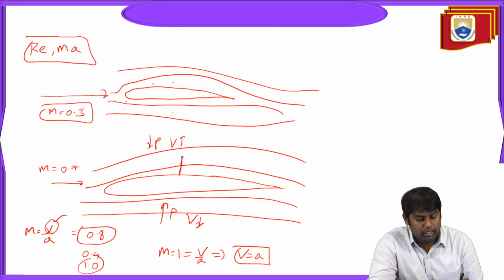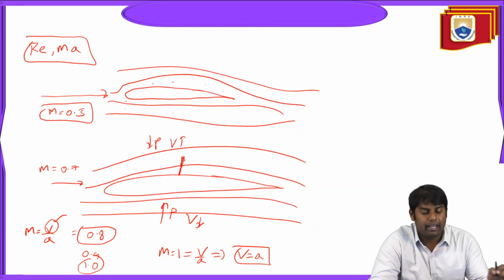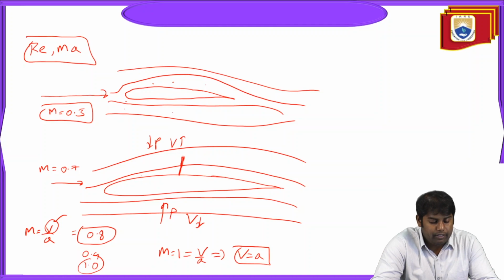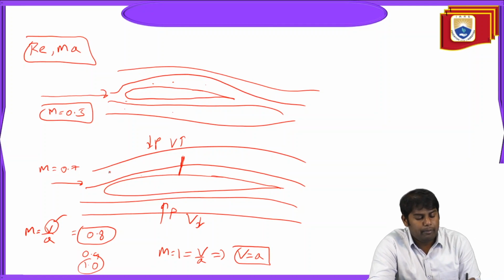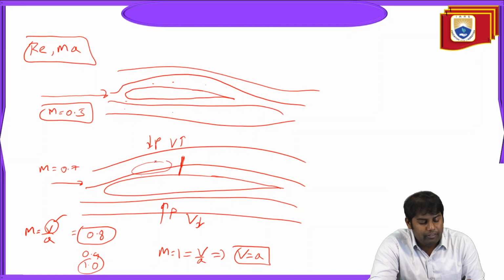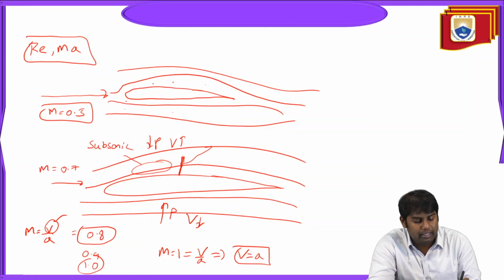There is a very thin layer formed over the airfoil, which is called a normal shock, with a Mach number of 1. So here what is happening? Till this region the flow is subsonic, and after this region you have sonic.